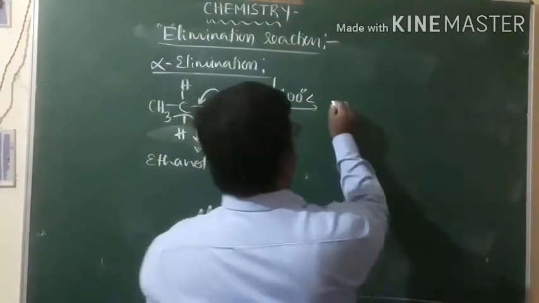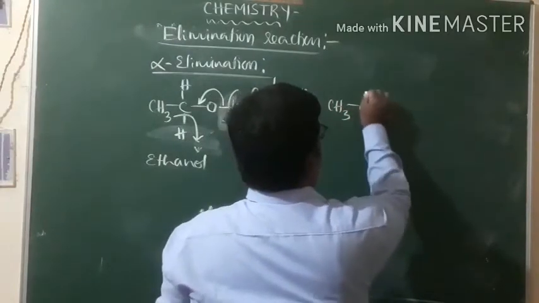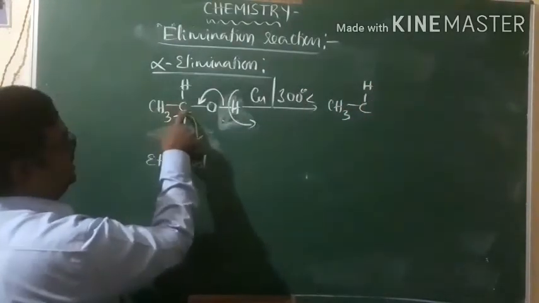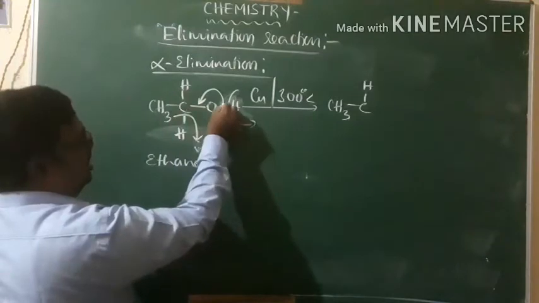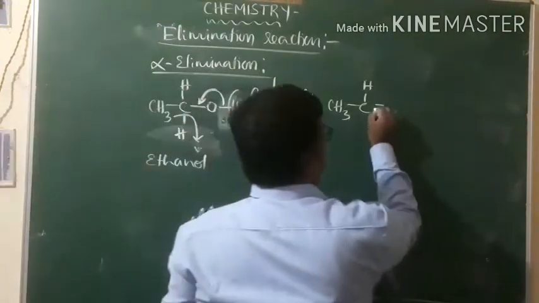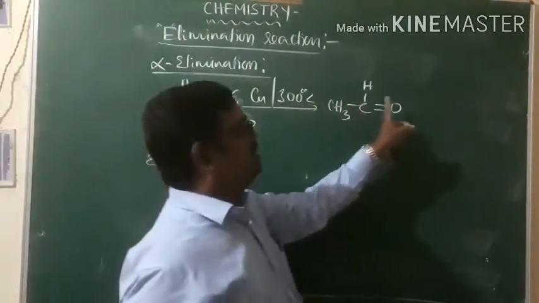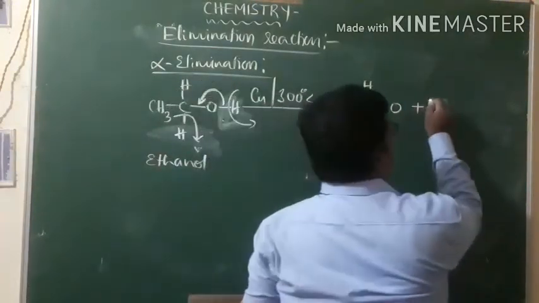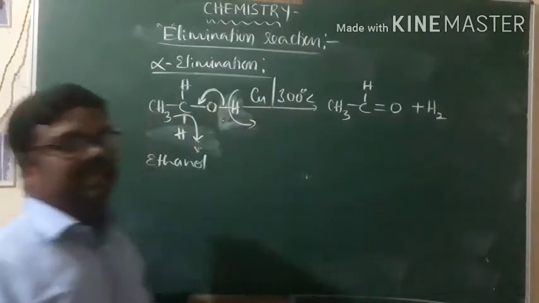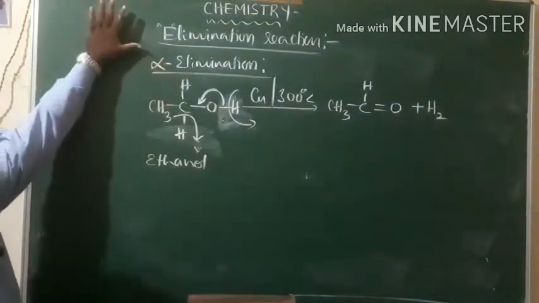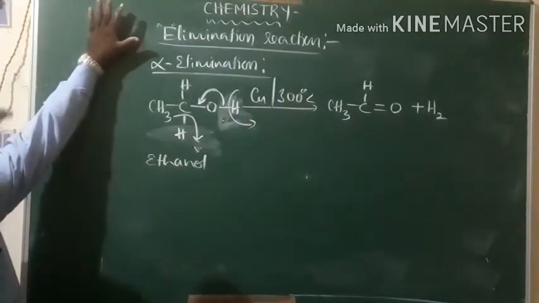What happens, you get CH3 CH. Here there is a single bond, and when this comes over here, it becomes a double bond to O. Look at this, carbon to oxygen single bond is converted to carbon to oxygen double bond with the elimination of hydrogen there. This is an example for alpha elimination.